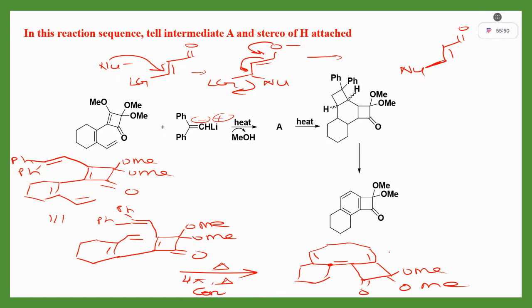Now students, this is your 6 pi electron system. Okay. And let me tell you, this is your A. Again heating is there. It will undergo 6 pi electrocyclic ring closing, leading to formation of this. Now you can see this is a 4n plus 2 system. Under heating condition, which rotation will it go?